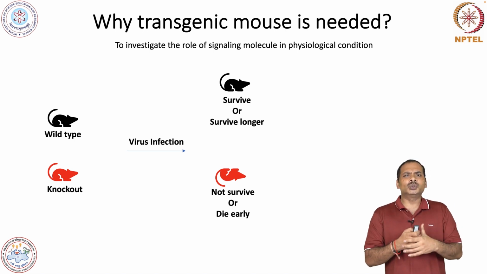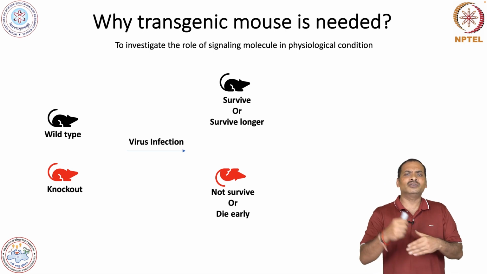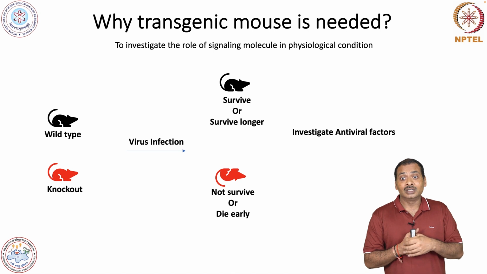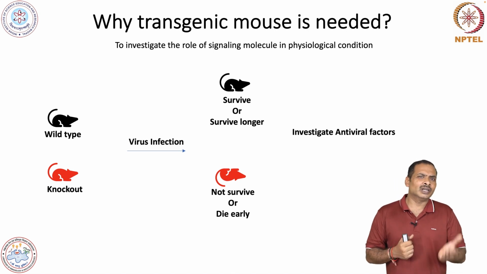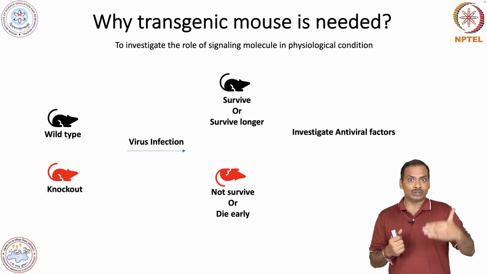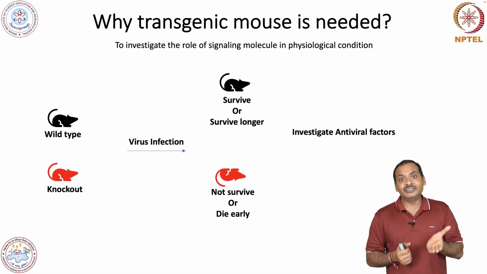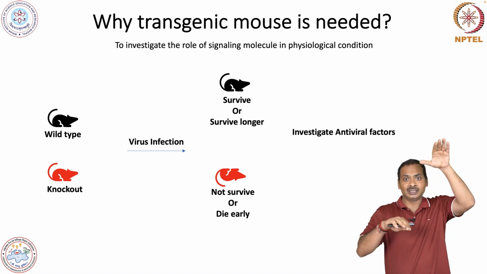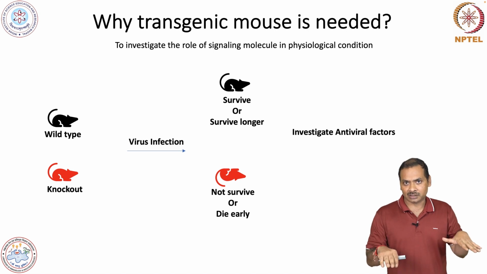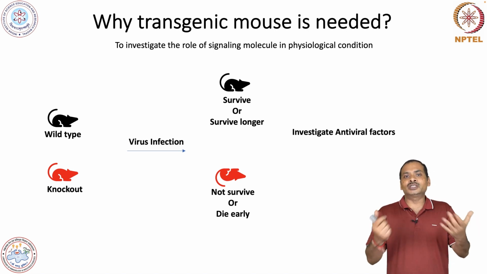And subsequently, you need to prove it at various levels. So, for example, you will estimate all the antiviral factors after infection using wild type or knockout mice, and then you will see that in wild type mice the antiviral factors are very high, and in the case of knockout mice it is almost abolished, or present in very low amount. So, in that way you can prove it.